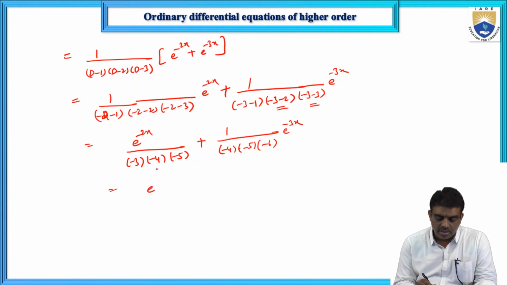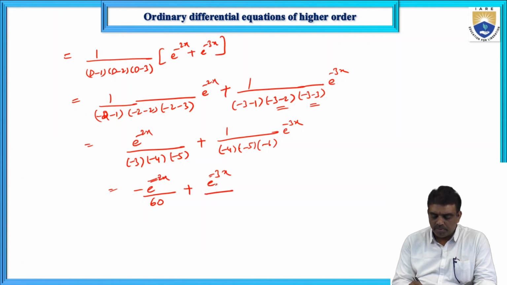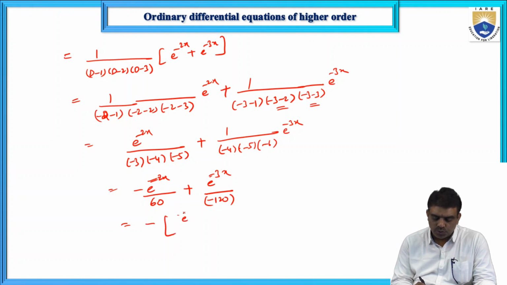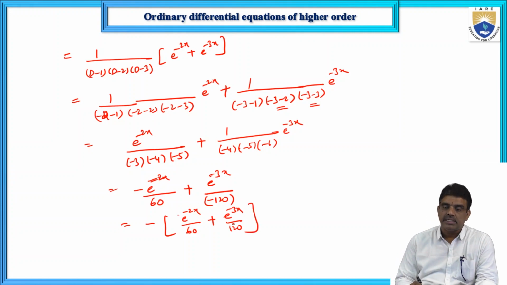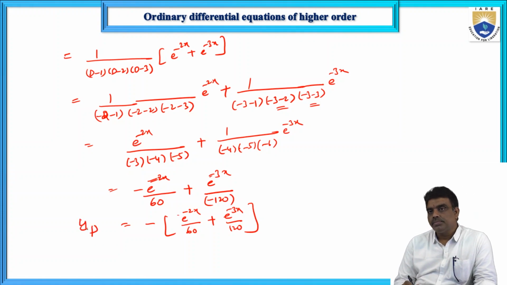So e power minus 2x by 3 4s are 12, 12 5s are 60, minus 60, plus e power minus 3x. This is minus 2x by minus of 4 5s are 20, 20 6s are 120. Or what I can write it as minus of e power minus 2x by 60 plus e power minus 3x by 120. So minus I'm taking outside. In both terms you will get this is plus term, and this is equal to yp.